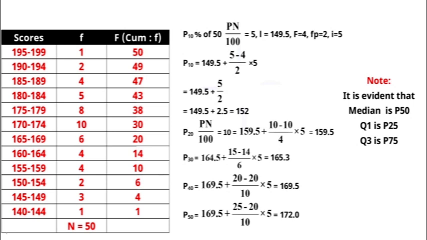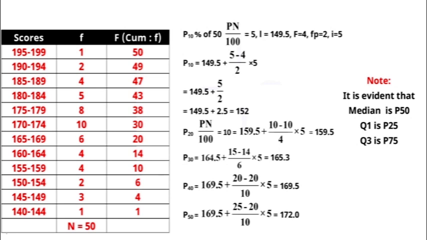Now, this is 1, this is 3, 1 plus 3 is 4, this is 2, 4 plus 2 is 6, 6 plus 4 is 10, 10 plus 4 is 14, 14 plus 6 is 20, 20 plus 10 is 30, 30 plus 8 is 38, 38 plus 5 is 43, 43 plus 4 is 47, 47 plus 2 is 49, and 49 plus 1 is 50. Now, n is 50.